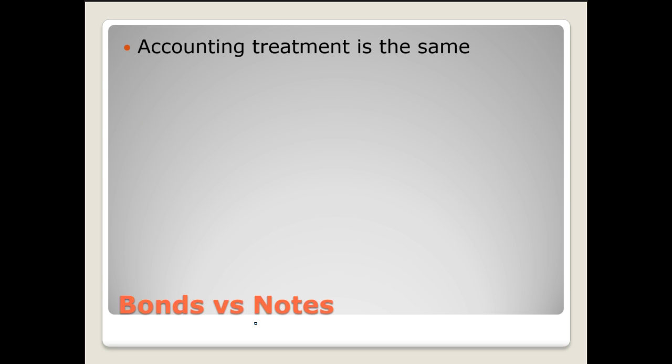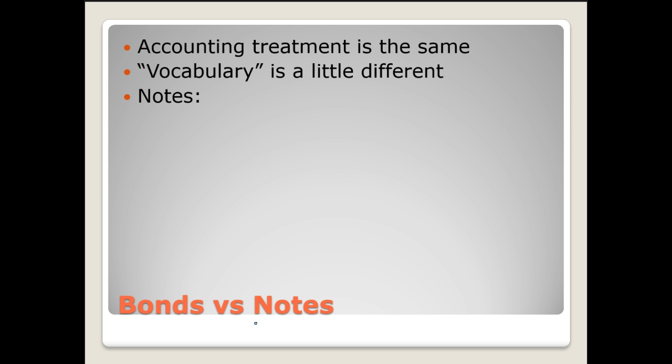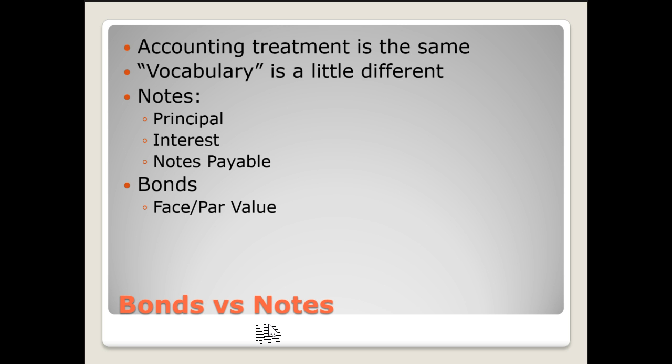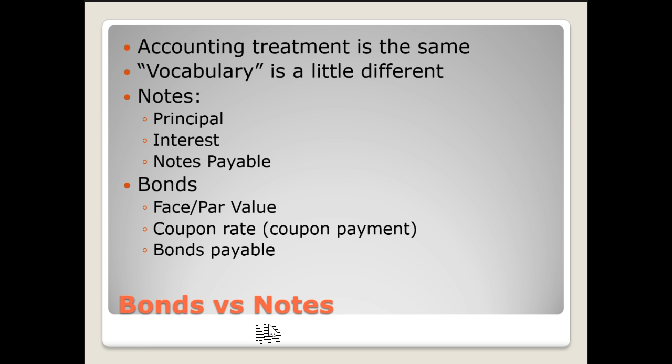Now, just to remind yourself of some of the differences, when we're talking about bonds or we're talking about notes, which we did talk about in Chapter 8, the accounting treatment is absolutely the same. The vocabulary, however, is different. For notes, we usually refer to the original amount that's borrowed as the principal, then we have an interest rate, and we call them notes payable. But in bond world, we don't call it principal, we call it the face or the par value. The interest rate is not merely an interest rate, but is called the coupon rate, which results in a coupon payment, and we put them in a liability account called bonds payable.